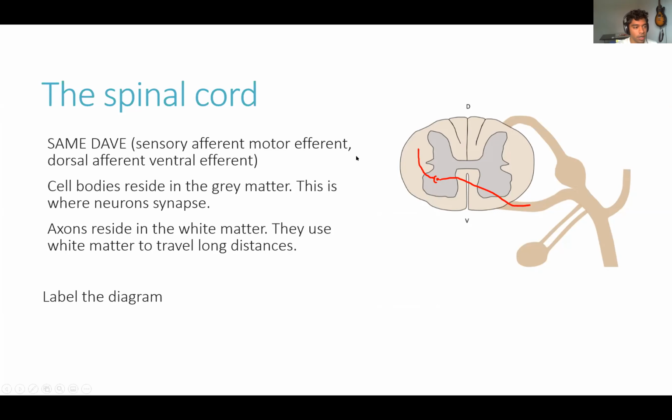All right, I won't get you guys to actually draw out a full diagram here, but have a think about how you would label each of these components of the spinal cord. Like this is the dorsal aspect, this is the ventral aspect. Think about what this thing is, what these things are, and then I'll go through the answer.